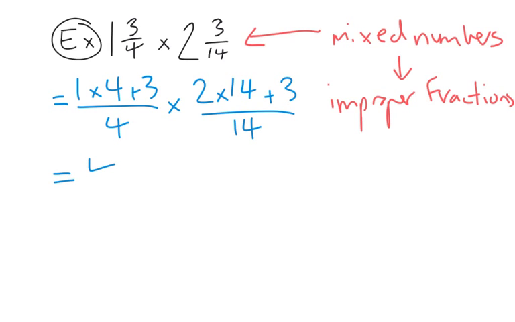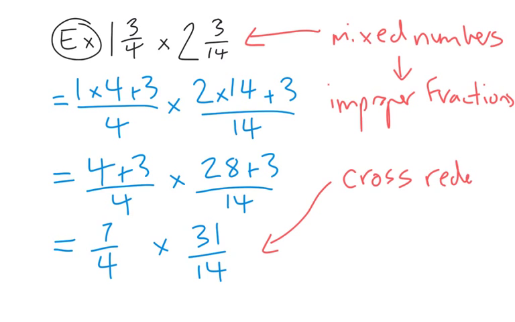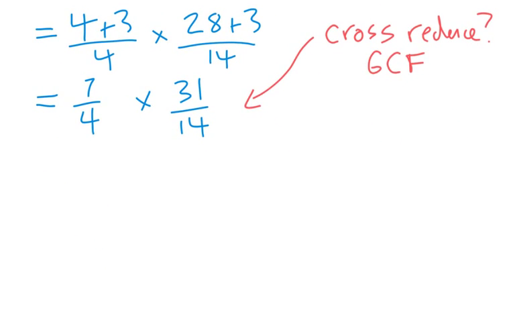1 times 4 is 4. 2 times 14 is 28. So let's simplify this even further. 4 plus 3 is 7. And 28 plus 3 is 31. At this point, you need to ask yourself, can I cross reduce here to make life easier for myself? So let's find the greatest common factor of numbers that are across from one another. But first, let's make some space for ourselves. So the first numbers we're going to look at are 7 and 14, since they are across from one another.